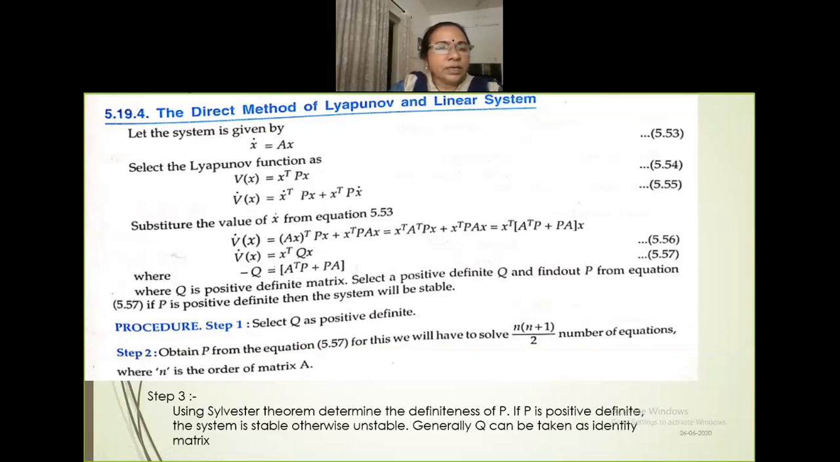So step one, direct method of Lyapunov for a linear system. Step one, select Q as positive definite. Step two, obtain P from the equation. For this, we will have to solve n into n plus 1 by 2 equations, where n is the order of the matrix. Using Sylvester theorem, determine the definiteness of P. If P is positive definite, the system is stable, otherwise unstable. Generally, Q can be taken as identity matrix. Shall I go for the Sylvester theorem?